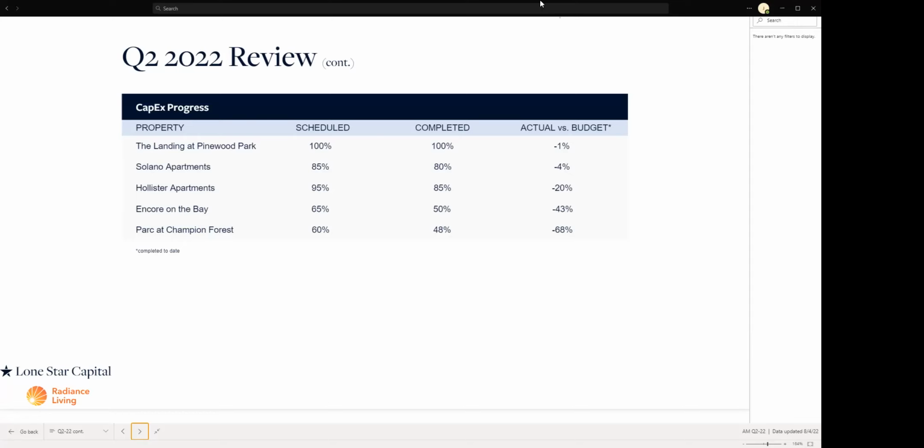And so we're testing maybe if we, on Encore and Solano, buy in bulk there and implement those in those units, or potentially on Encore, on Park, we might install granite in a handful of units to go forward and test out if we can get rent above our underwritten pro forma rents, because we're essentially there right now.